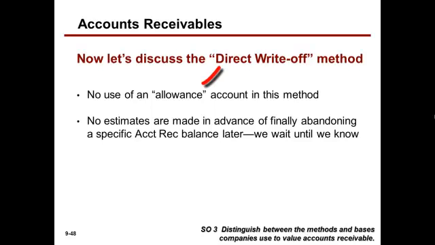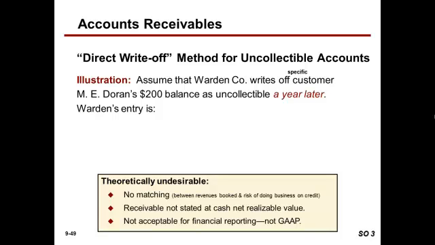So there's no use of an allowance account in this method. There are no estimates made in advance of finally abandoning a specific account receivable balance later. We wait until we know what that is, even if it takes a year or longer before we abandon it.